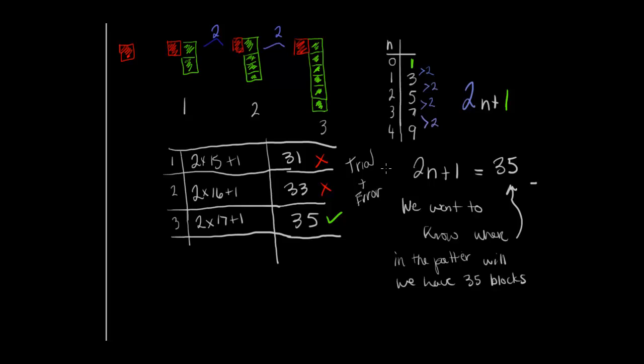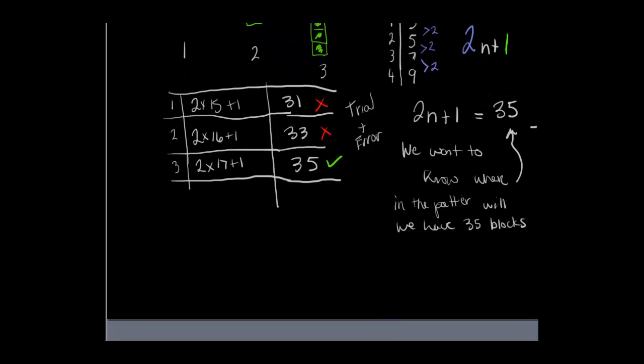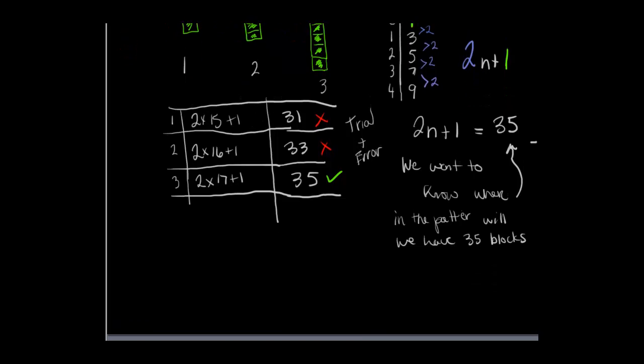Okay? Now, we kind of looked at inspection too, because I looked at this and said, okay, what do I need to multiply 2 by to get close to 35? And that gave me my first guess of 15. And then I tried a bunch till I got the right answer. Okay, so we can use trial and error, but we used inspection, okay?